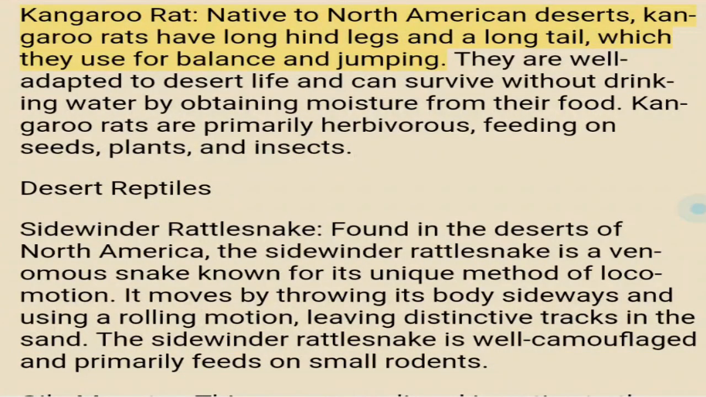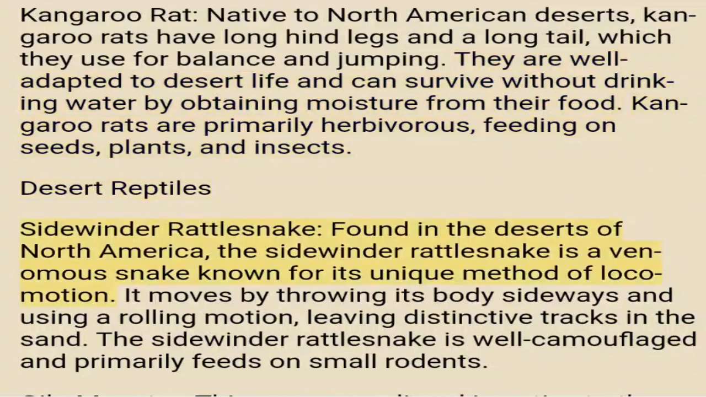Kangaroo rat. Native to North American deserts, kangaroo rats have long hind legs and a long tail, which they use for balance and jumping. They are well adapted to desert life and can survive without drinking water by obtaining moisture from their food. Kangaroo rats are primarily herbivorous, feeding on seeds, plants, and insects.